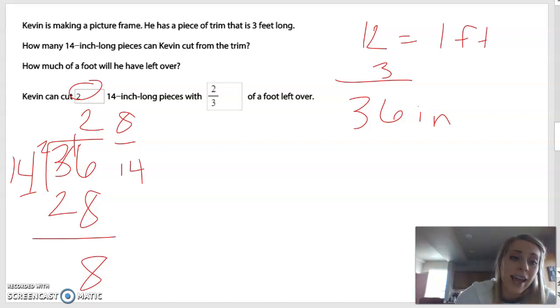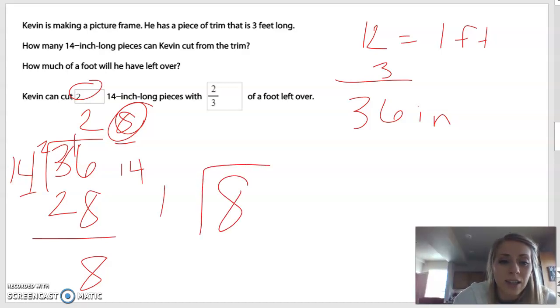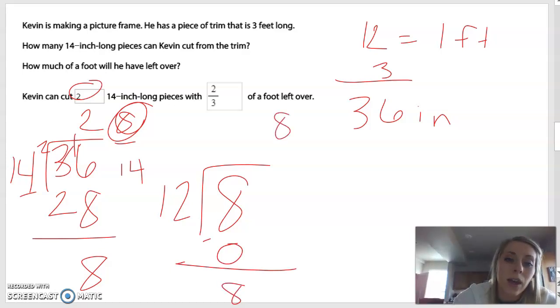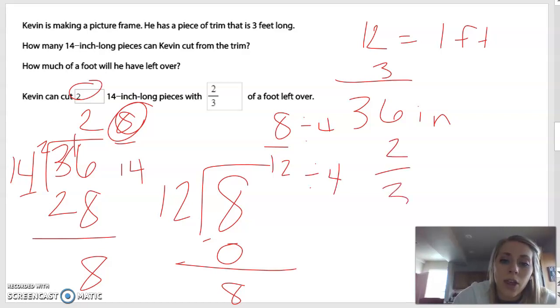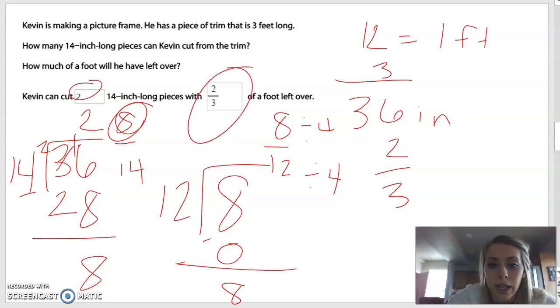So we have to look at the 8 here. 8 is what we have left over. We have 14 here, but what we actually have to do is take 8 divided by 12 because there's 12 inches in a foot, okay? So 12 can't go into 8 by itself, I know that. So I have to put a 0, do my subtraction, then we can go 8/12 here, okay? I know that both of these can be divided by 4. So we have 2/3 of a foot left over. That's right, 2/3, okay? So that's a little bit complicated.